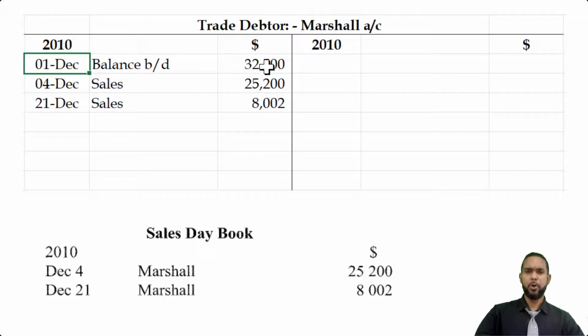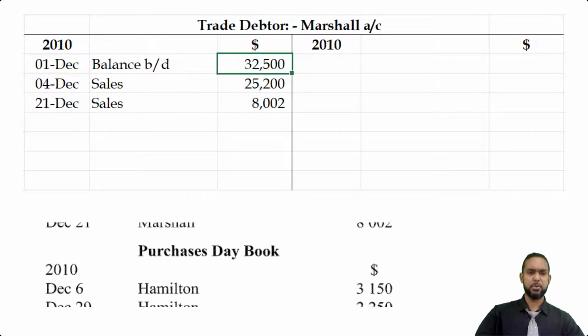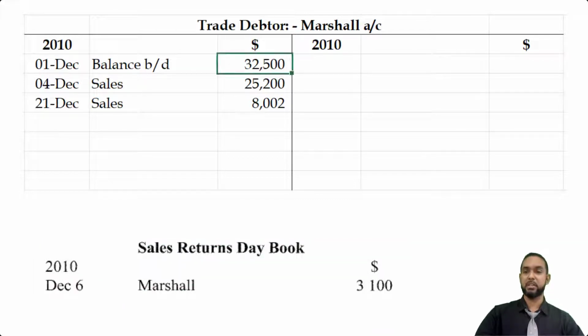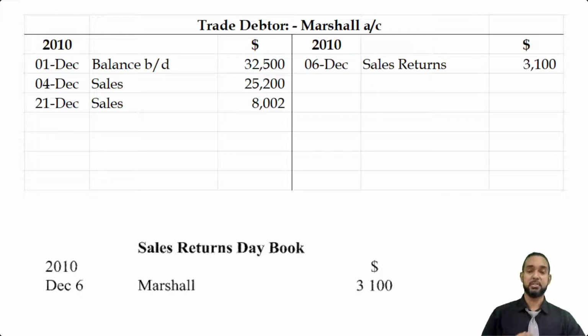Okay, now what about returns? We had a returns inwards, a sales return. Yeah, here we go. We had one sales return on the 6th of December. So we're going to put that in on the credit side. Now why the credit side? Because if Marshall returns goods to us, Marshall no longer has to pay for those goods. Hence, the asset is coming down.